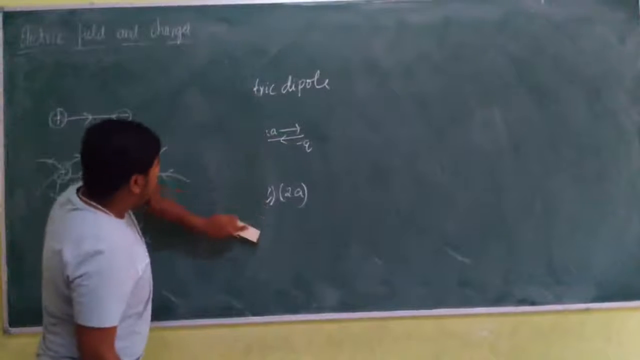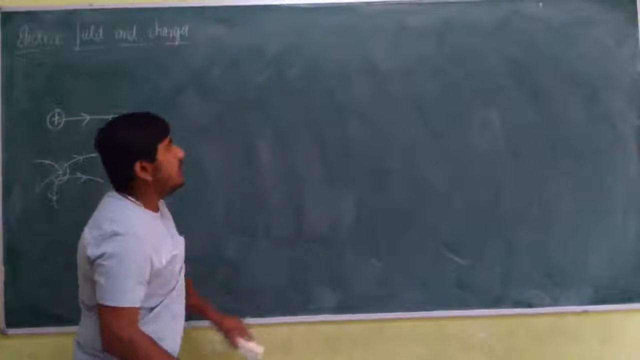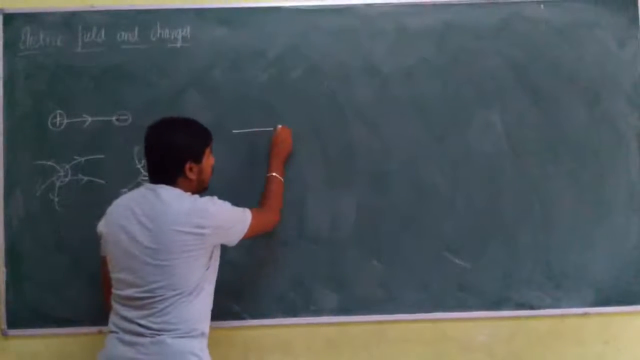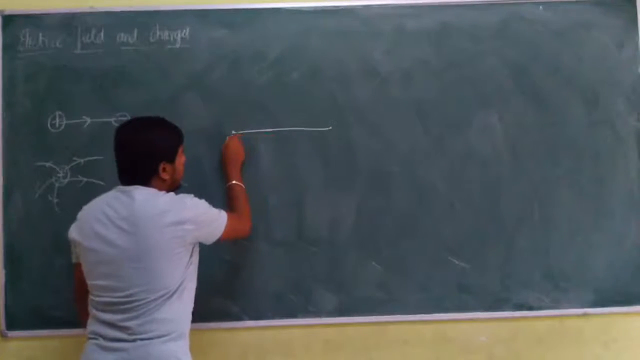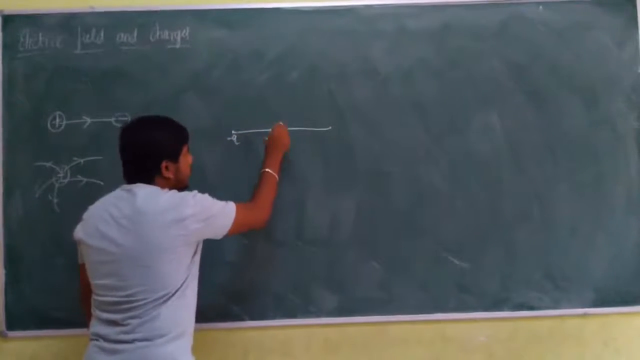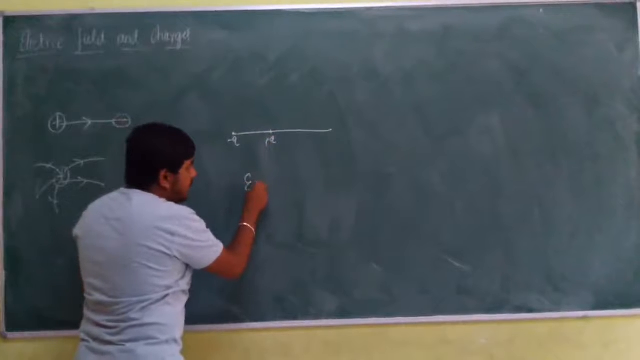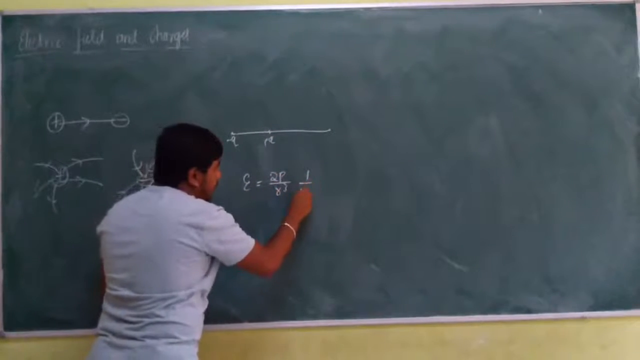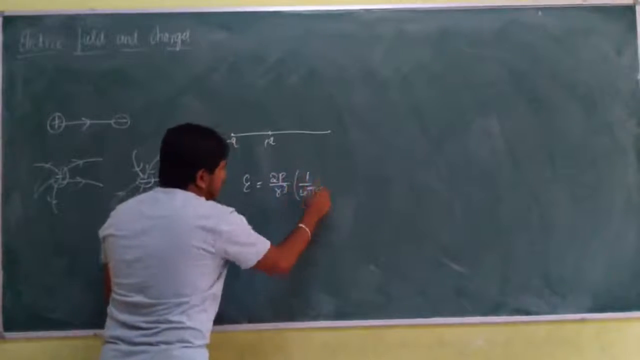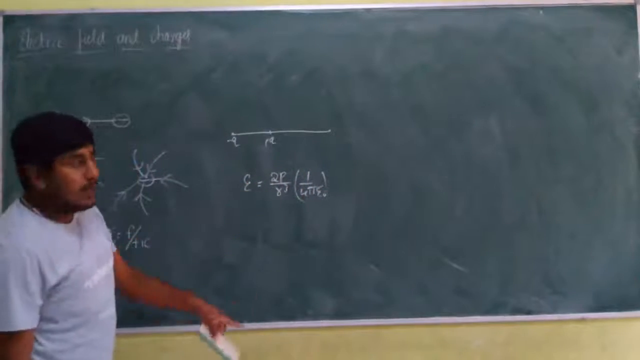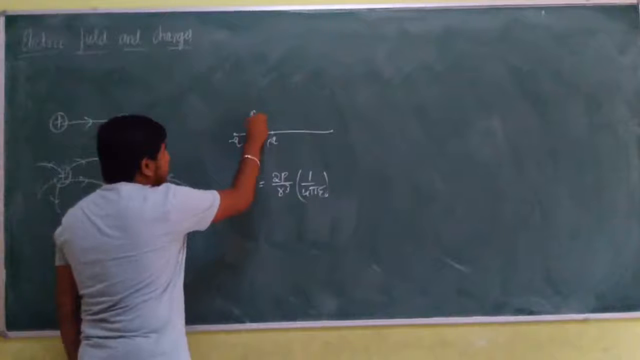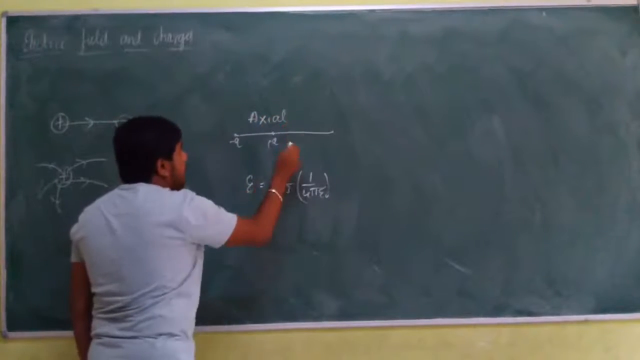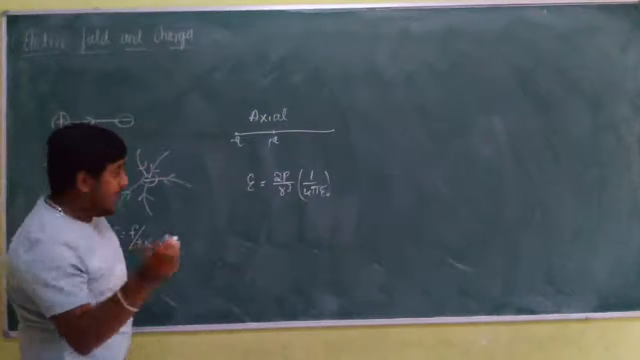After this we derived an expression for the electric field due to an electric dipole on the axial line. The electric field on the axial line is E is equal to 1 by 4 pi epsilon into 2p divided by r cube. This was the formula derived for the axial line. The derivation is important for 5 marks: electric field due to a dipole on the axial line.